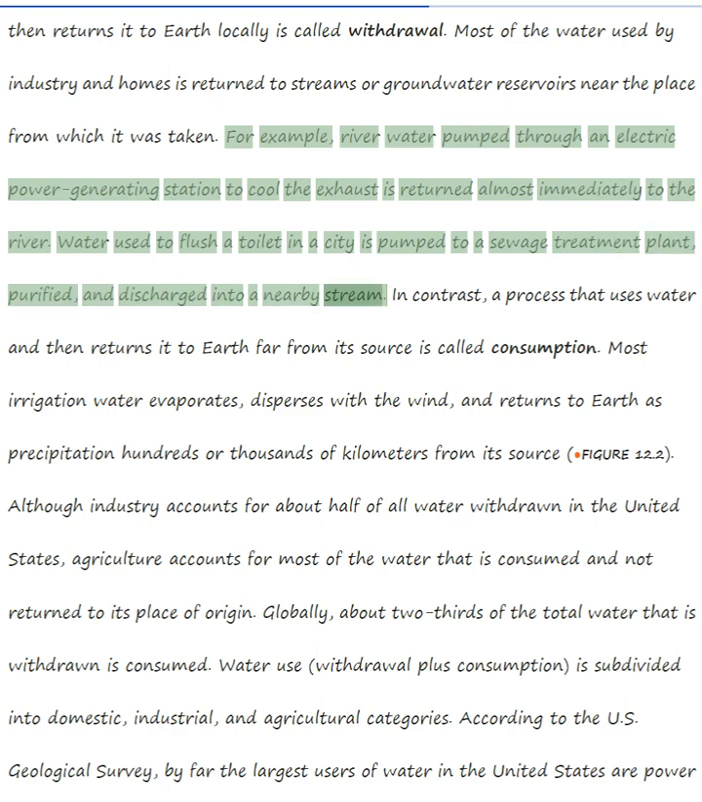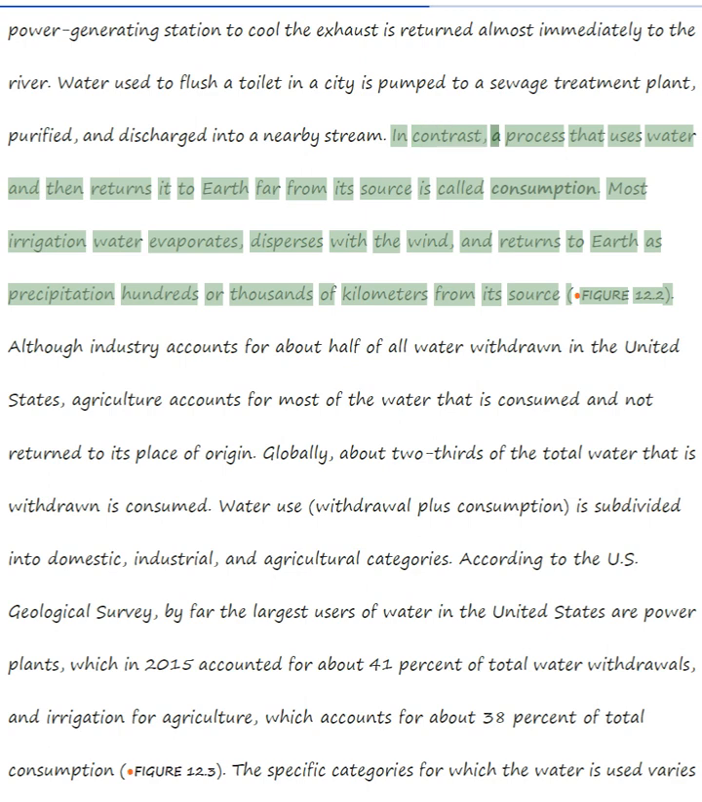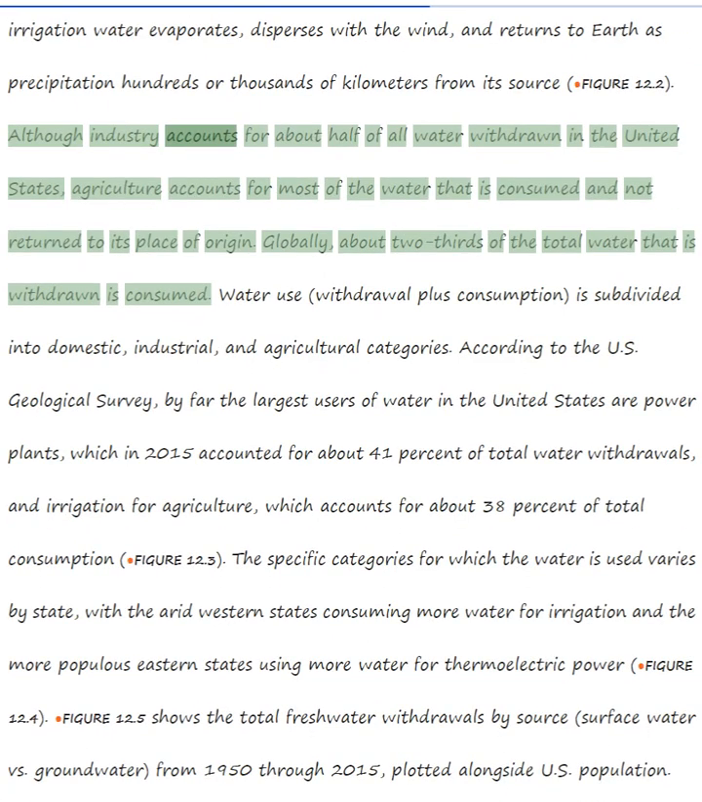In contrast, a process that uses water and then returns it to Earth far from its source is called consumption. Most irrigation water evaporates, disperses with the wind, and returns to Earth as precipitation hundreds or thousands of kilometers from its source. Although industry accounts for about half of all water withdrawn in the United States, agriculture accounts for most of the water that is consumed and not returned to its place of origin. Globally, about 2/3 of the total water that is withdrawn is consumed.